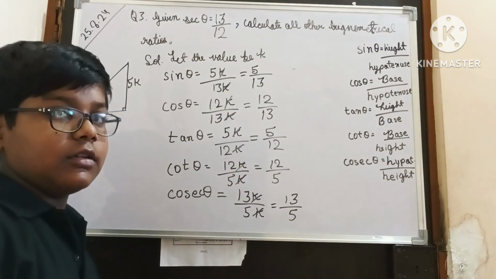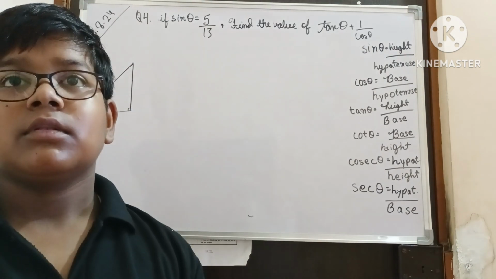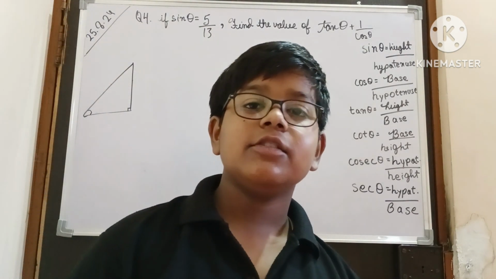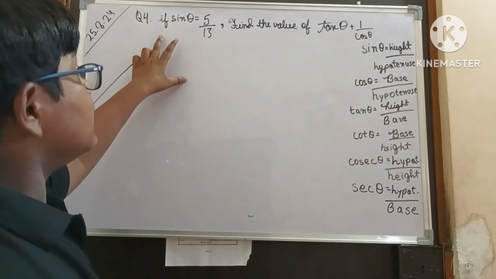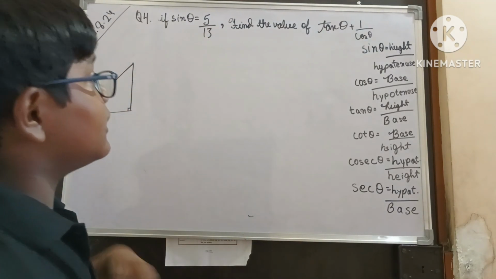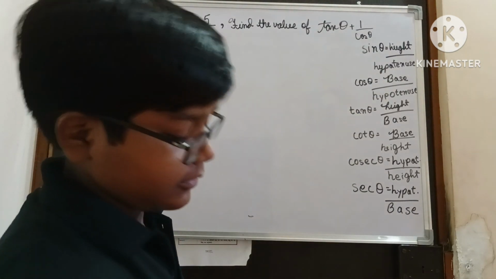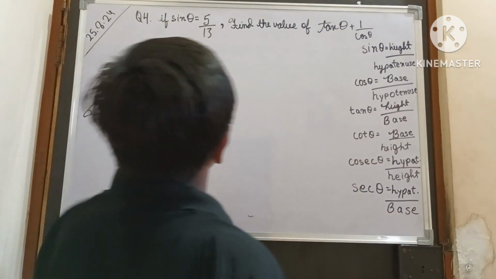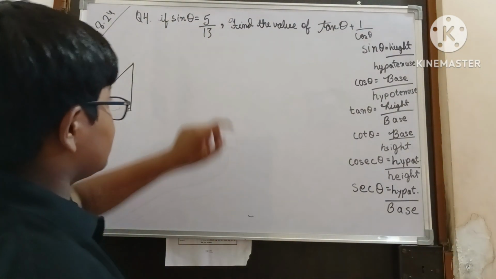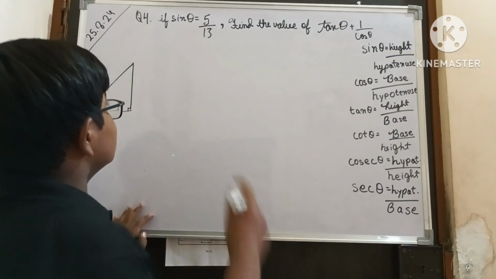So this was our third question of the chapter trigonometrical ratios. So we are moving towards our next question, which is question number 4, and it states that if sine theta is equal to 5 by 13, find the value of tan theta plus 1 by cos theta. So the value of sine theta is 5 by 13, which also states that the height is 5 and the hypotenuse is 13.